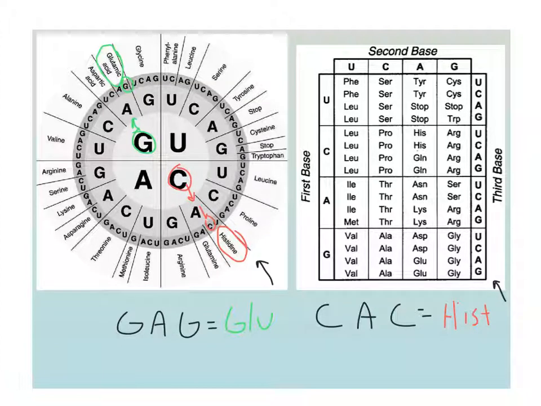All right, that is all, folks. Hopefully you now know how to use a codon chart, whether it's the circular one or the rectangular one.